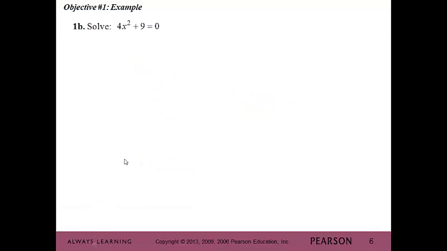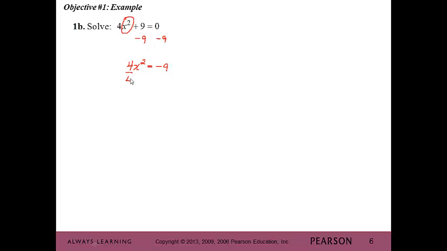Okay, so now it's to solve. So we have 4x squared plus 9 equals 0. This time the squared expression is going to be x, so we have x squared. We need to isolate x squared, so the first thing we're going to do is subtract 9 on both sides. So now we have 4x squared equals negative 9.